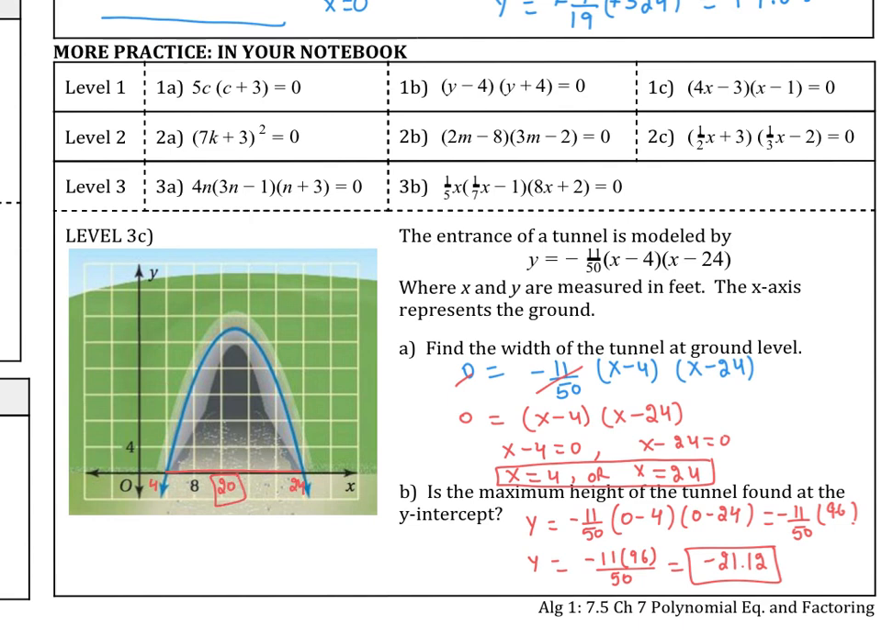Now you're going to find the maximum height. It means you're going to find the y value by putting x equals 0. So here x equals 0. You got here negative 4 times negative 24 is 96. Negative 11 times 96 divided by 50, you got negative 21.12. So the height is negative. It means it's underground, and it is negative 21.12 feet from the ground level.